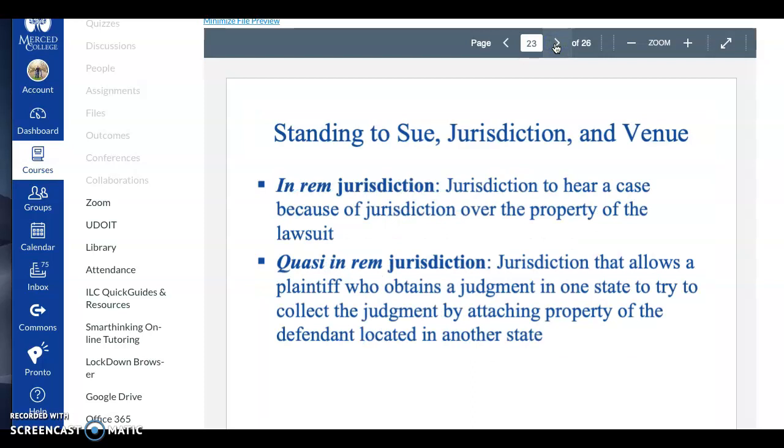In rem jurisdiction allows you to hear a case within the state because the property is located within the state. Maybe the individual is not, but the property is. And quasi in rem allows the plaintiff who obtained a judgment in one state to collect a judgment by attaching property in another state. So you win a judgment over an individual in California, but they have property in Arizona, you attach that to get paid.